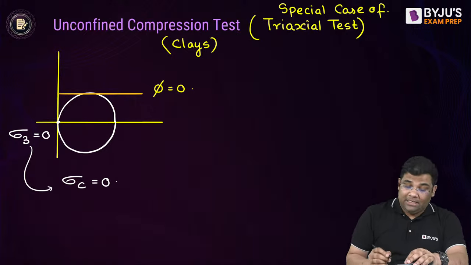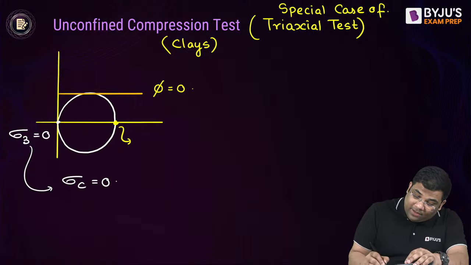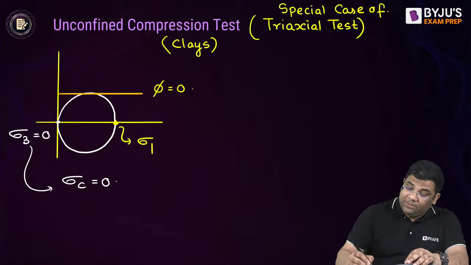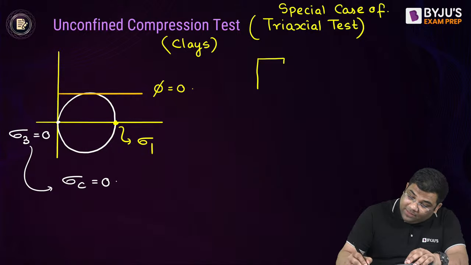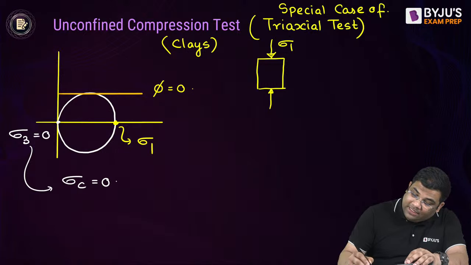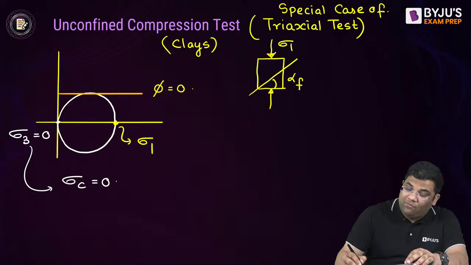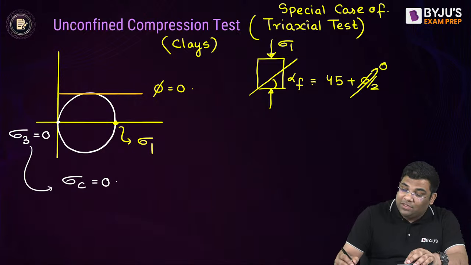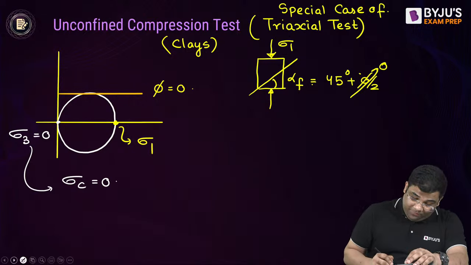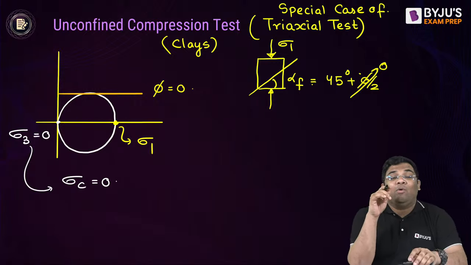And you see this is the sigma 1. When sigma 3 is 0, that means on the sample only sigma 1 is acting, right? Then at a certain sigma 1 there will be failure at angle alpha f. And what will this alpha f angle be? It will be 45 degrees, right? Because 45 plus phi by 2, phi is 0, so I'll get 45 degrees, right?